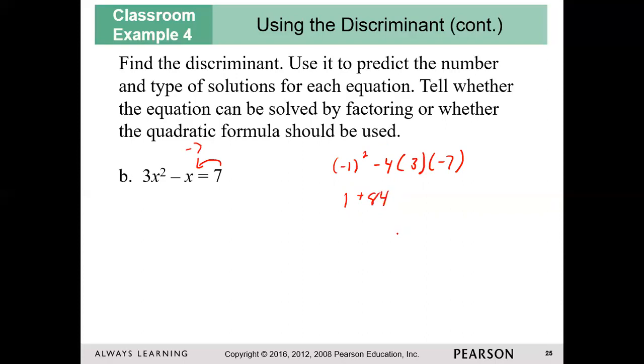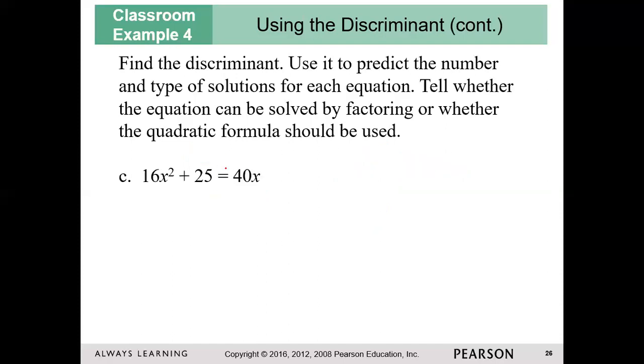Okay, so that gives us 85, and this is a positive result, which means we're going to get irrational solutions, right? Because this is not a perfect square. I don't know if it can be simplified. Hint, hint, hint. So it's one of those things where it just tells you that you cannot factor this. So the best way to do this problem is to go ahead and use the quadratic formula.